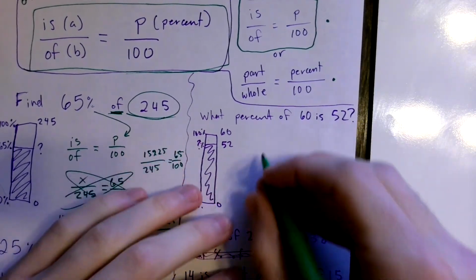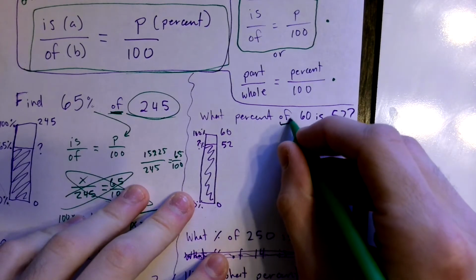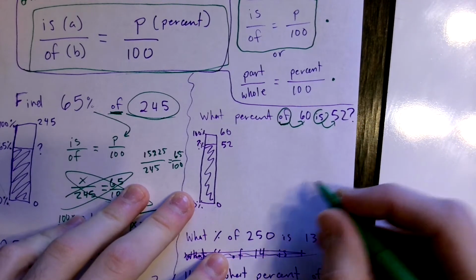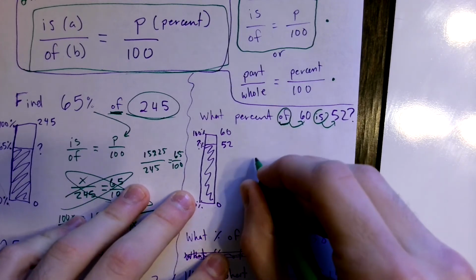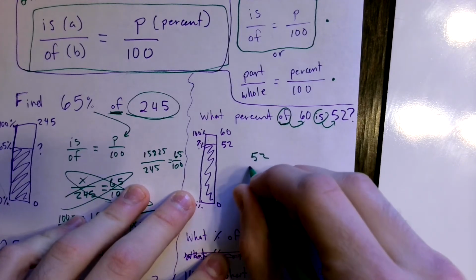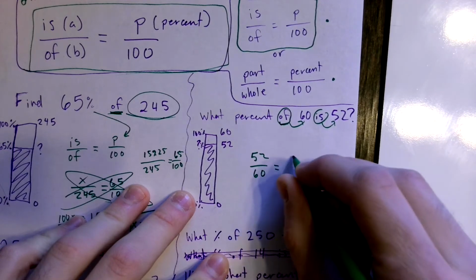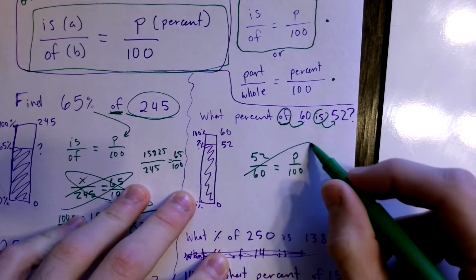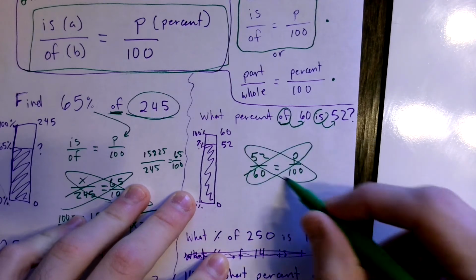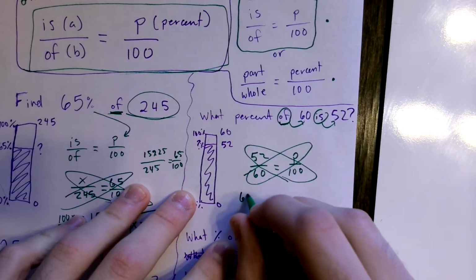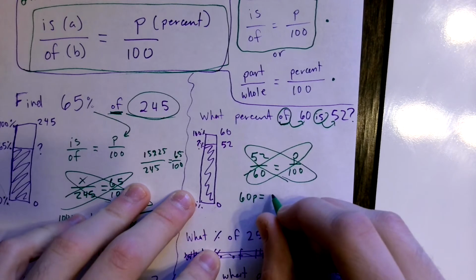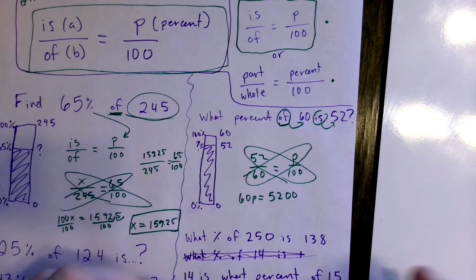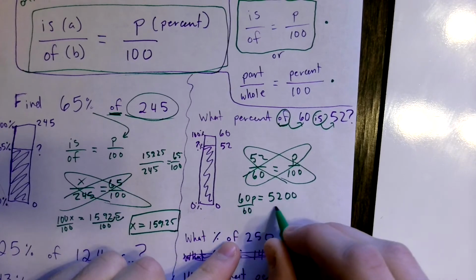So here's how I'm going to set this up. I know my of is 60, and my is 52. They tell me that right there. So I'm going to plug those in: 52 over 60 equals p over 100. And all we have to do from here is cross multiply, just like we've been doing. We're going to have 60p equals 52 times 100, which is 5,200. Divide each side by 60.